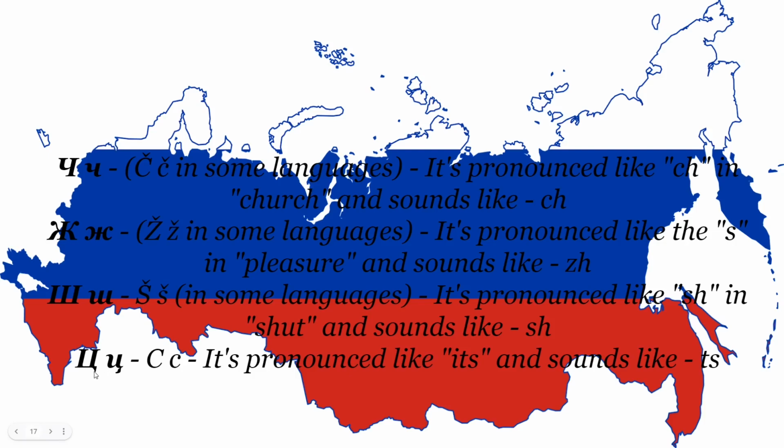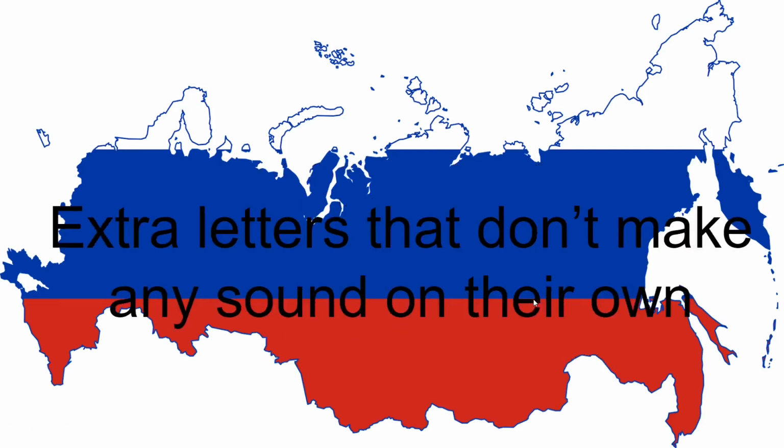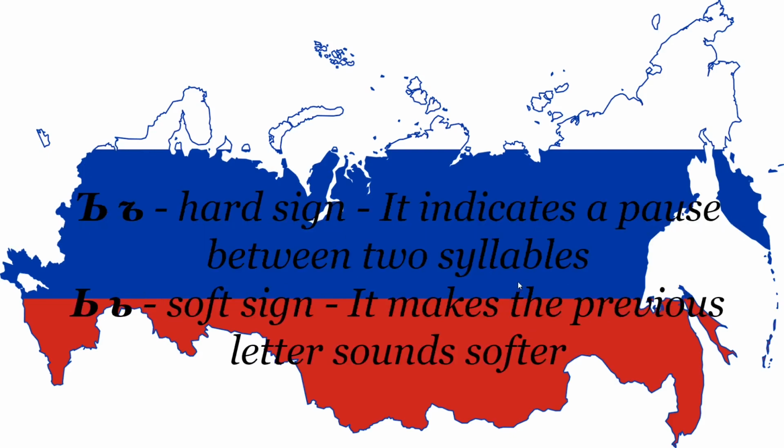Moving on, we've got the ts sound, which is like T and then S together. So t, s, put them together, ts. And it looks like this. And moving on. Extra letters that don't make any sound on their own whatsoever. We have the tvrdy znak and the myaky znak. So the tvrdy znak, which just means hard sign, indicates a pause between 2 syllables, and the myaky znak, the soft sign, makes the previous letter sound softer.